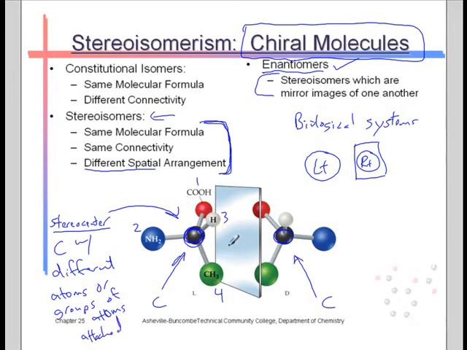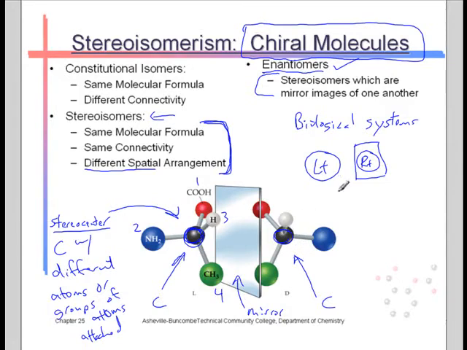Now, in class, I'm going to bring in 2 models to illustrate this more effectively. But when you have this particular layout, if you were to make a model of this structure and place it in front of a mirror, and this is trying to represent a mirror, the reflection you see in the mirror is actually this guy here. And again, I'll show this in class, and we might get a chance to play with the models a little bit. But these 2 molecules cannot be superimposed on one another.